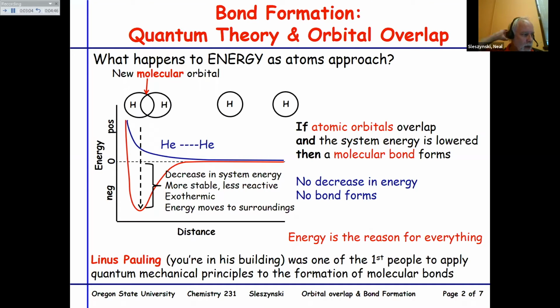Linus Pauling, who is one of our graduates, earned the Nobel Prize in chemistry. We have the Linus Pauling Science Center, where part of the chemistry department is located. He was the first person to really apply quantum mechanical principles to the formation of molecular bonds.